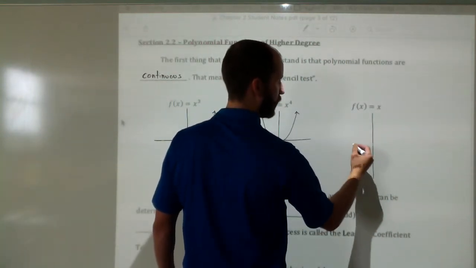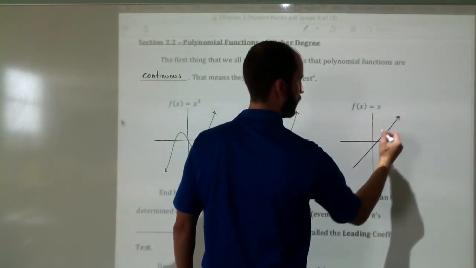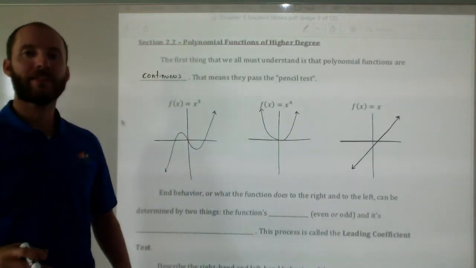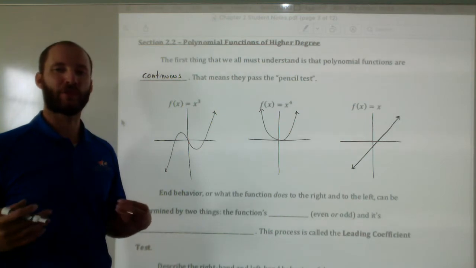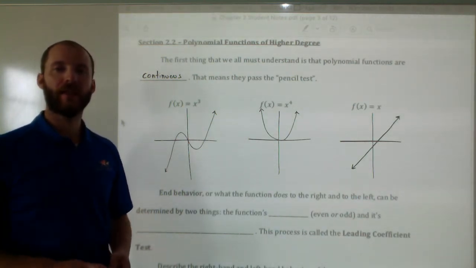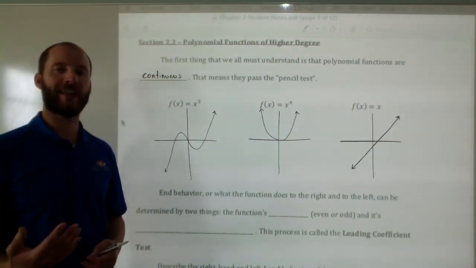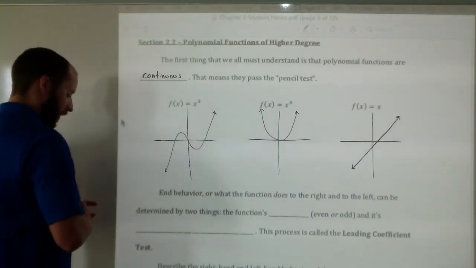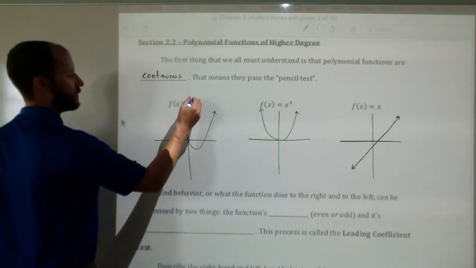f of x equals x is one straight line, no breaks, no holes. That means there are no jumps, no holes in the graph, no asymptotes, and no gaps like you'd see in a piecewise defined function. That means it's continuous. It's always moving from left to right in a predictable manner. Now when we have that predictable behavior, we start to see some similarities.